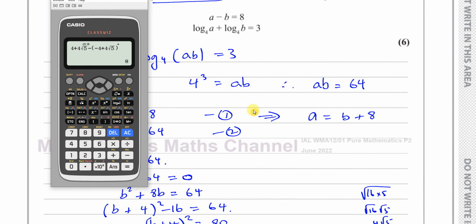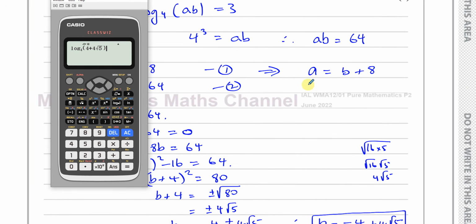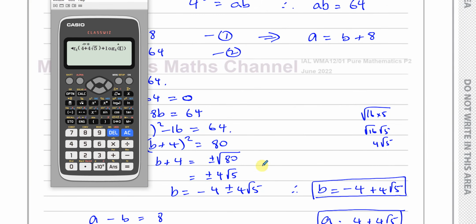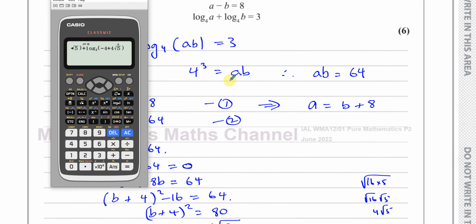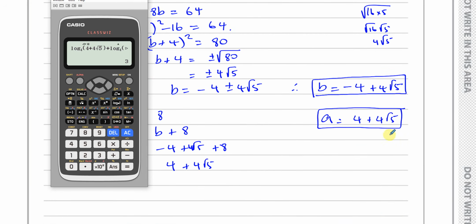And do they satisfy the log equation? Let's see. We're going to log to the base 4 of a, and a is 4 plus 4 root 5. So log to the base 4 of 4 plus 4 times root 5. And we've got to add again log to the base 4 of, and we got here, minus 4 plus 4 times the square root of 5, and that should give us 3. If it gives us 3, we know for sure we've done everything right. So that's good. The values we got satisfy both equations, so we can be sure that we are correct.